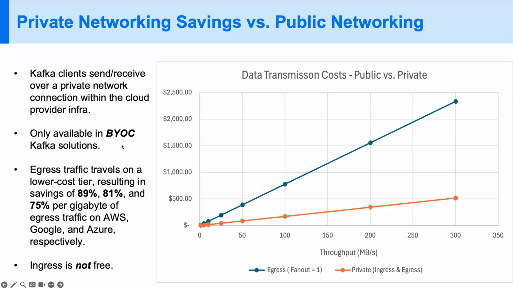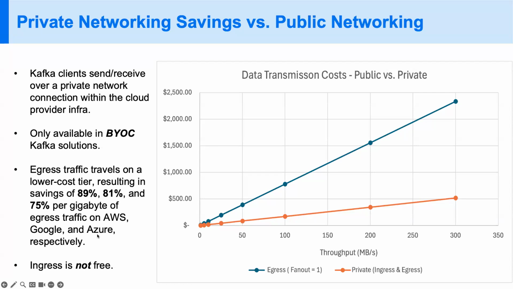BYOC, or bring your own cloud, Kafka solution, something that requires you to host the entire infrastructure within your environment. Whether you do it yourself or use a vendor, being able to do this inside your own cloud environment saves a significant amount of money, specifically in egress. Based on the different tiers, it's 89, 81 or 75% respectively for AWS, Google, or Azure in terms of costs. And this is cost savings on the most costly part of your deployment, which was 85% of the total cost of operating it, right?